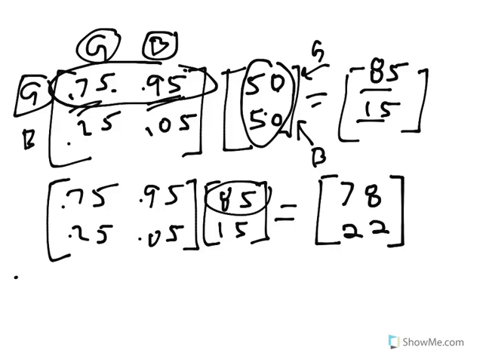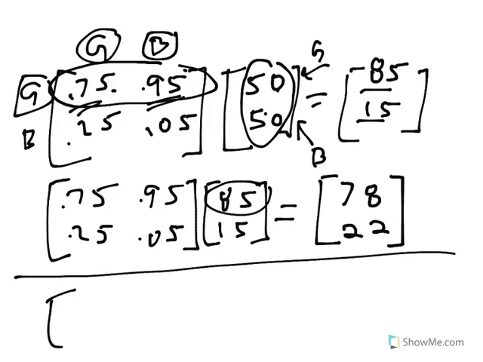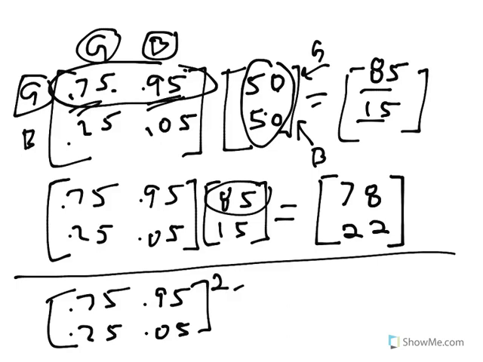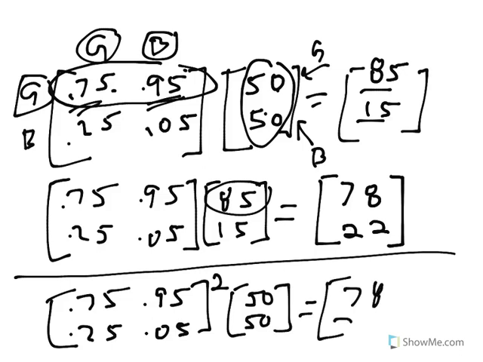This could also be done, if you have a calculator, in one step, by doing this matrix to the second power and then multiplying it by the initial, we call it the initial state. That would also get me to this 78, 22.